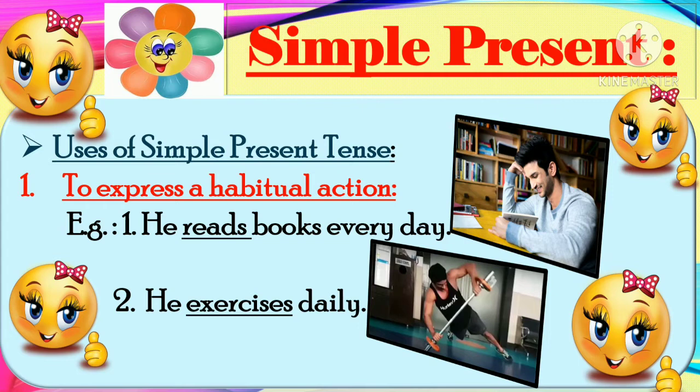Simple present tense is used to express habitual actions. For example, he reads books every day. In this sentence, he is subject, reads is verb and that is in present tense, and books is object. So this particular sentence is talking about the habitual action of a person. Now let us look at the second example. He exercises daily. This particular sentence is also expressing the habitual action of a person.